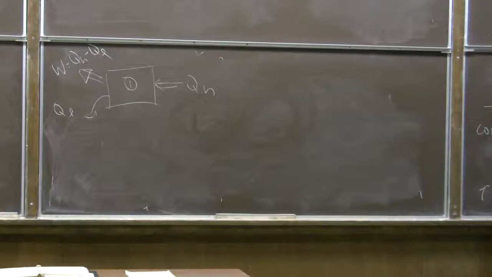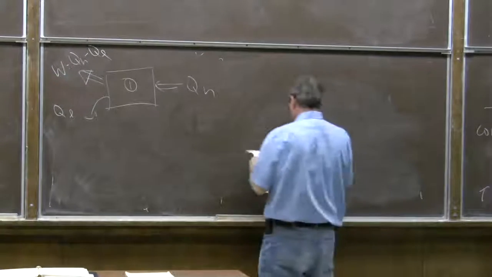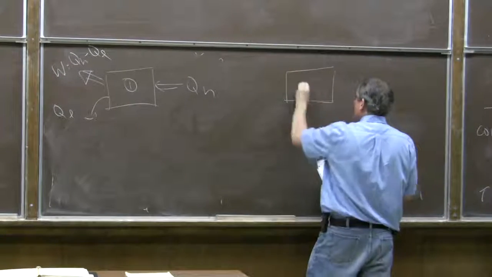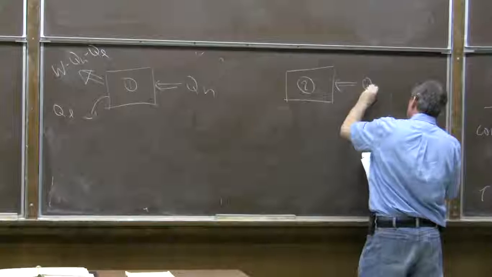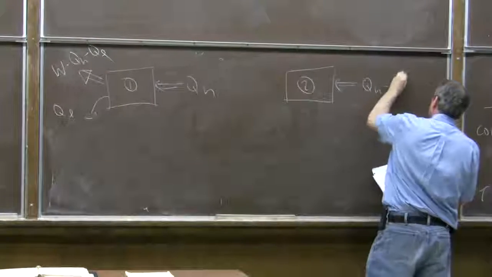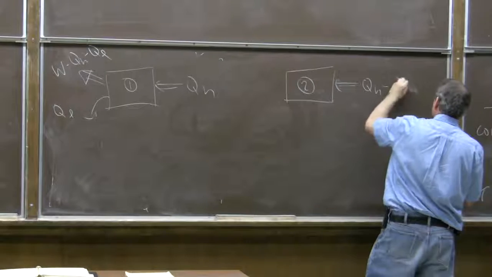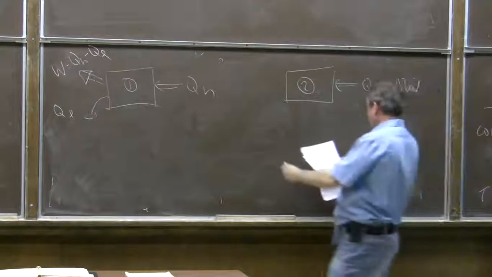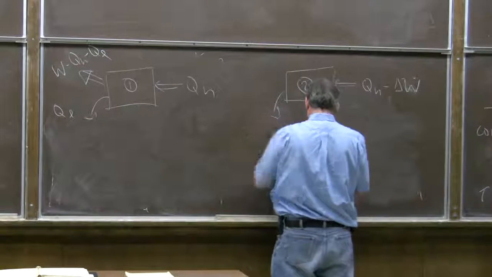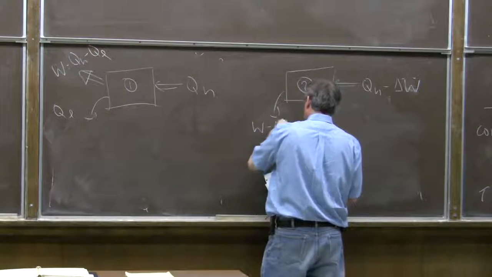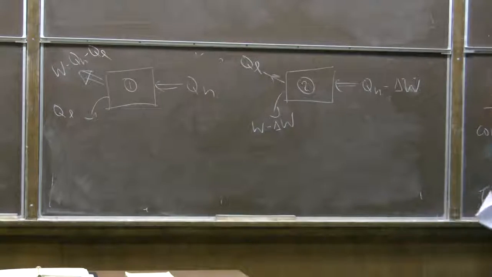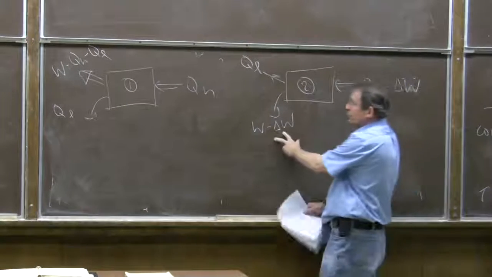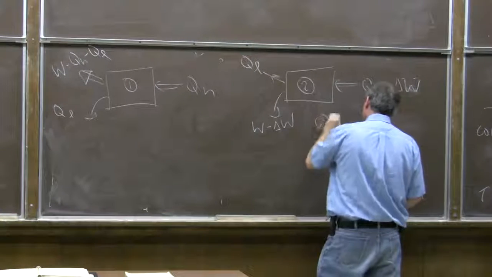Okay, but suppose there's another heat engine which operates reversibly. Call it heat engine 2. And it's less efficient, so it takes in a little bit less than QH. It produces an amount of work which is a little bit less than heat engine 1, while producing the same amount of waste heat QL. So for the same amount of waste heat, it's doing a little bit less useful work. It's a less efficient heat engine.